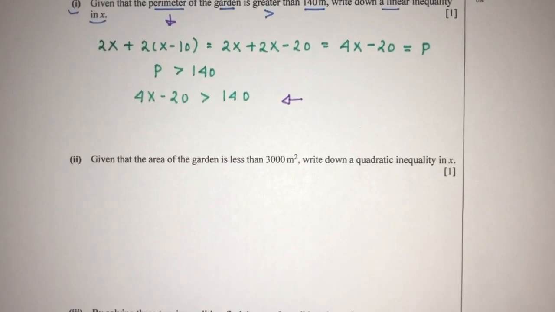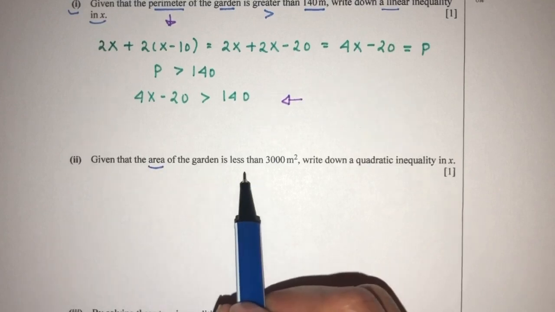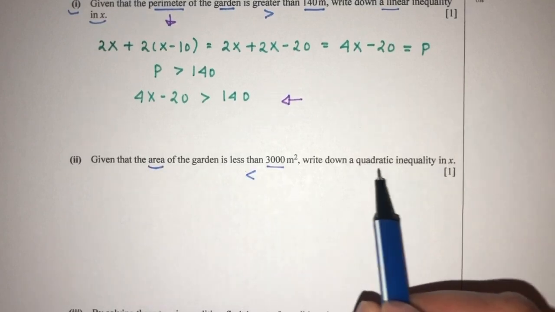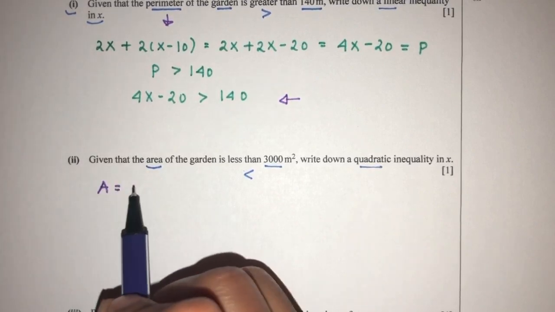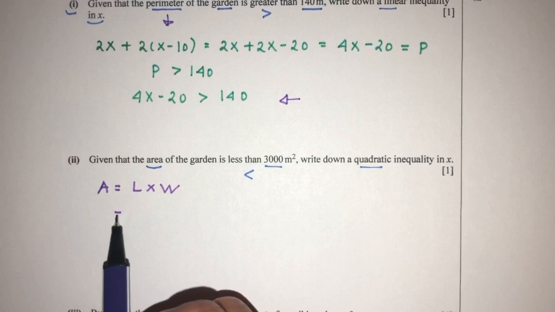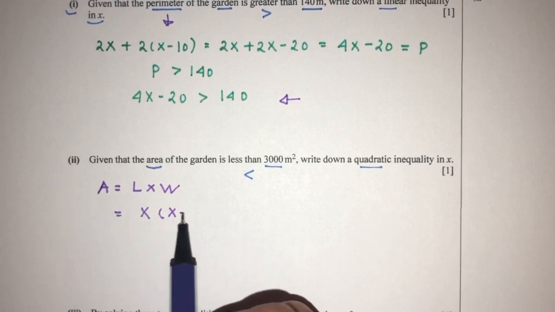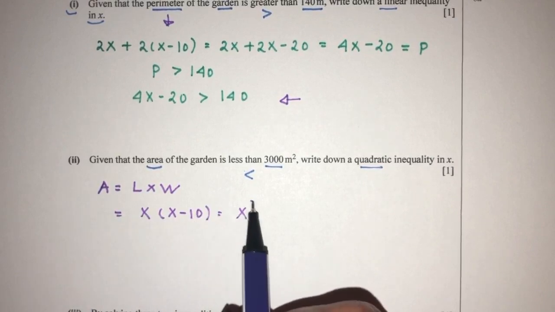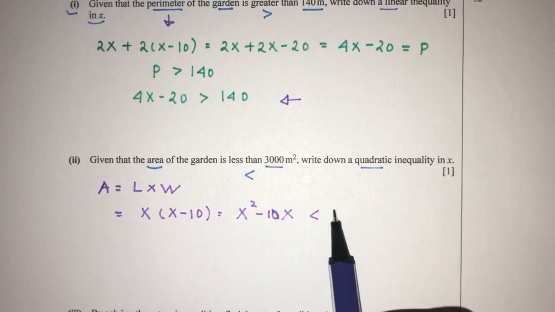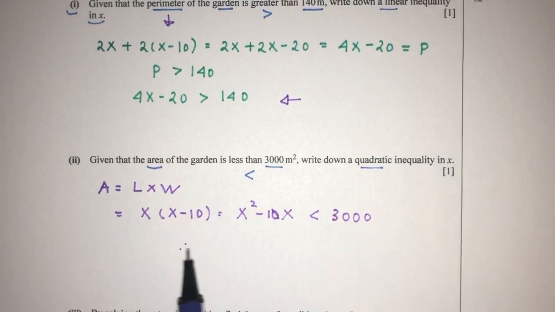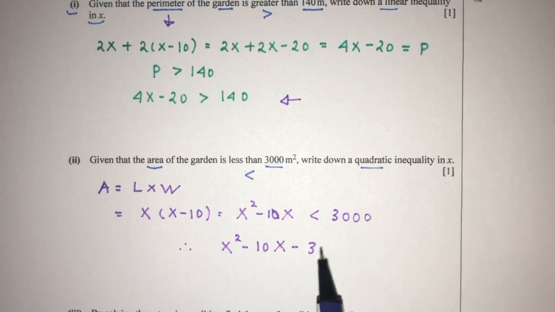Now for part 2, given that the area is less than 3000, how do you find the area of a rectangle? You know, it is a formula, length times width. The length is x, the width is x minus 10. That will be x squared minus 10x has to be less than 3000. So here we go. This is my inequality that we have for the area. That is part 2.